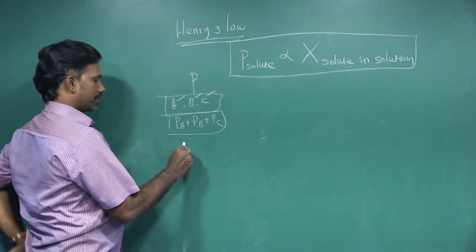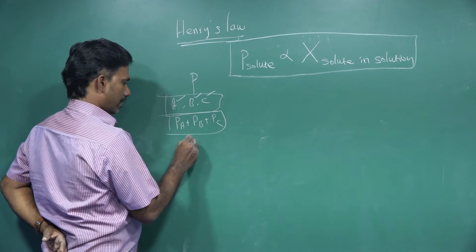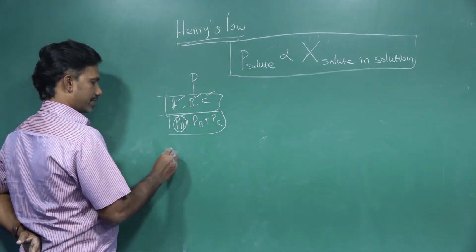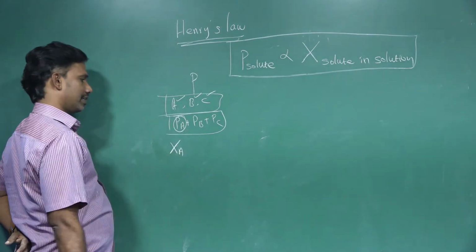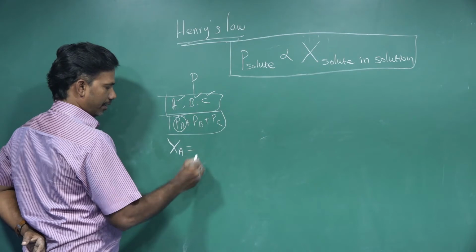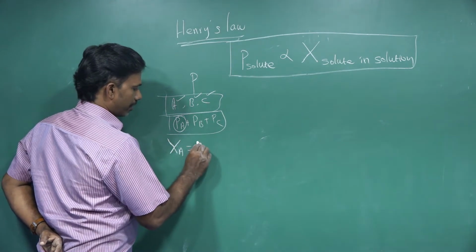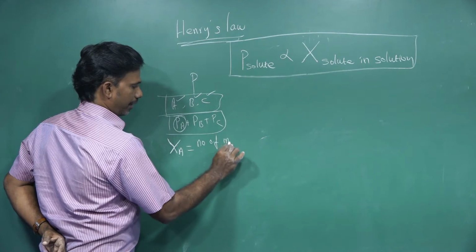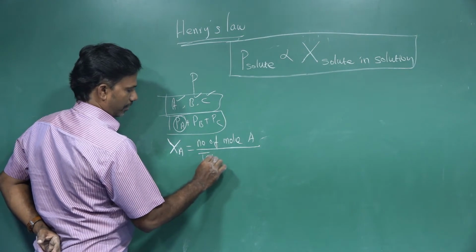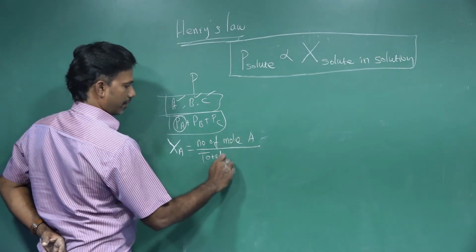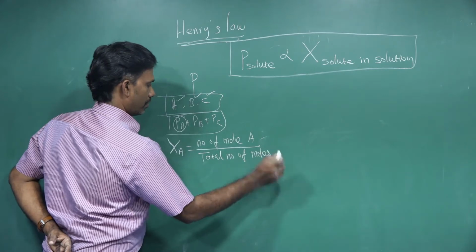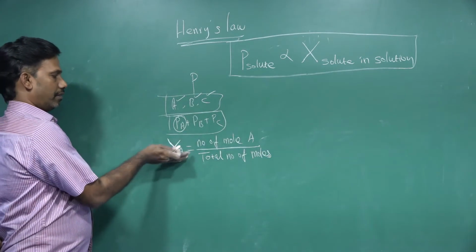What is called mole fraction? Mole fraction is, as you know very well, the number of moles of a particular component divided by the total number of moles. For example, the mole fraction of A is XA. X is the common symbol to denote mole fraction. The formula is number of moles of A divided by total number of moles in a solution. That is called the partial mole fraction.